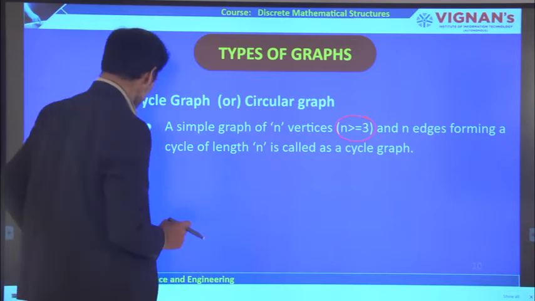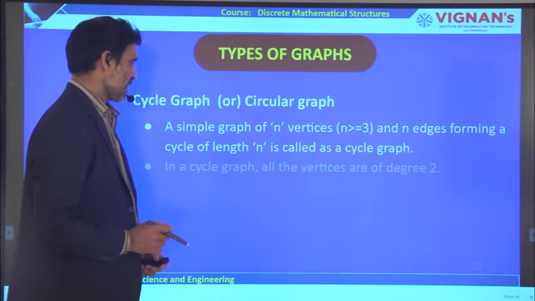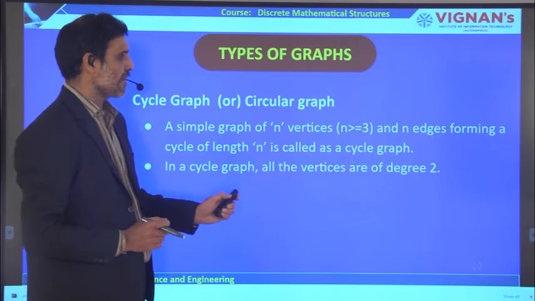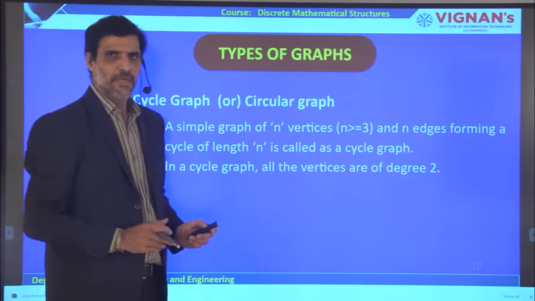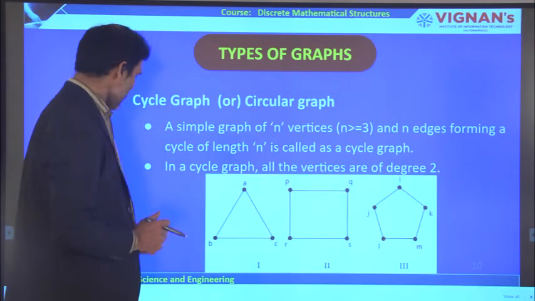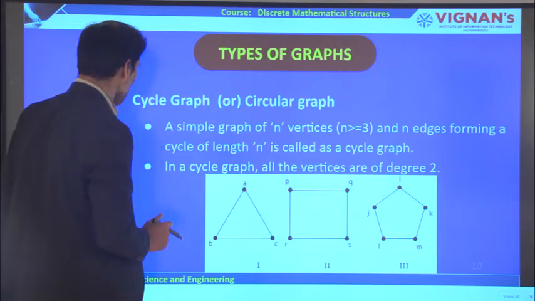So let us try to define what this is. In a cycle graph all the vertices are of degree 2. This is a very, very important property. So we will discuss that. Now let us come to the case of these three graphs. These three are called the cycle graphs.